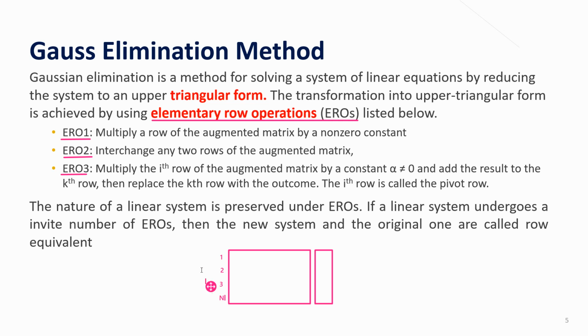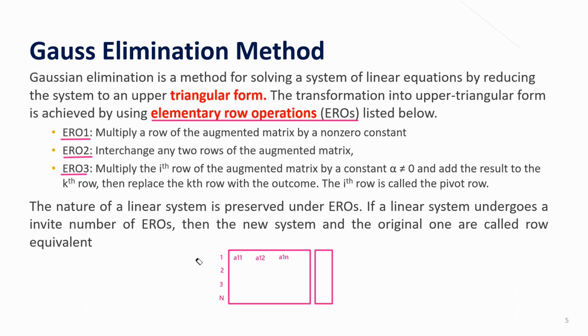You are allowed to multiply the value in row 1, 2, or 3. You can select depending on your needs. Let's say here the values are A11, A12 until A1n. You need to multiply the entire row with a non-zero constant, a value that is non-zero. Okay, that is one elementary row operation.